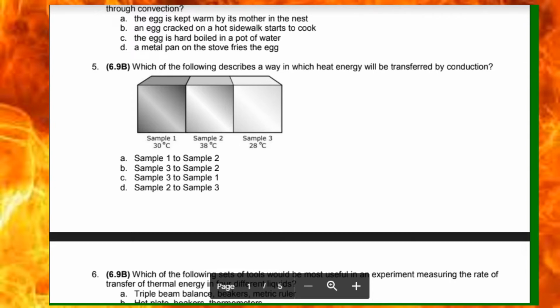Answer choice A, sample 1 to sample 2. Answer choice B, sample 3 to sample 2. Answer choice C, sample 3 to sample 1. Answer choice D, sample 2 to sample 3.